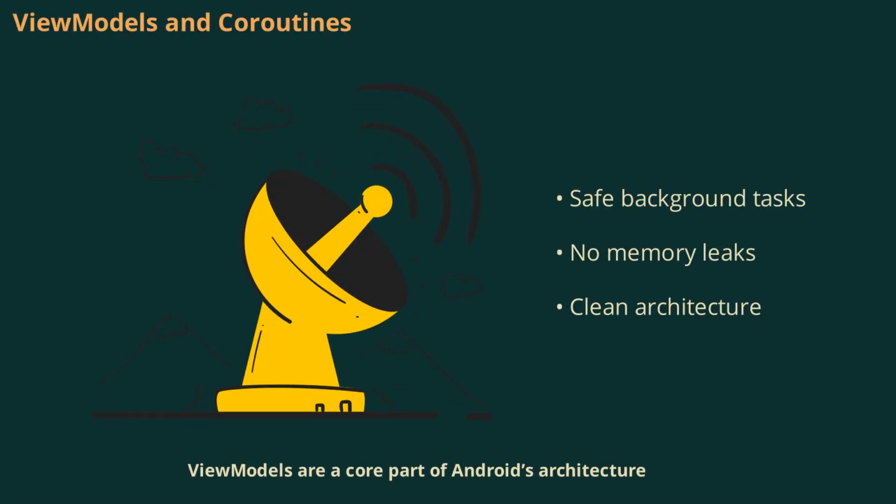ViewModels are a core part of Android's architecture, responsible for managing UI-related data. Coroutines integrate perfectly with ViewModels, allowing you to launch background tasks and update the UI safely. By using structured concurrency, you can ensure that all coroutines are properly canceled when the ViewModel is cleared, preventing memory leaks and unexpected behavior. This makes your app more robust and easier to maintain.